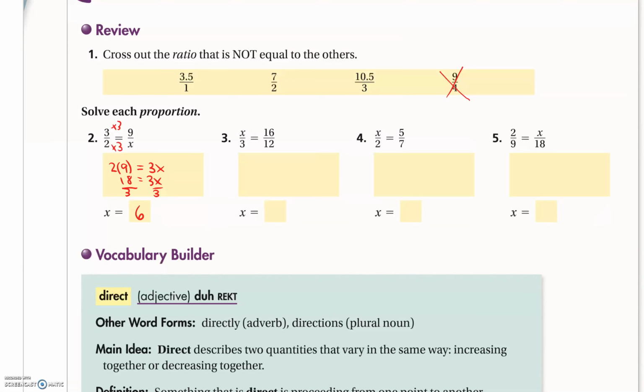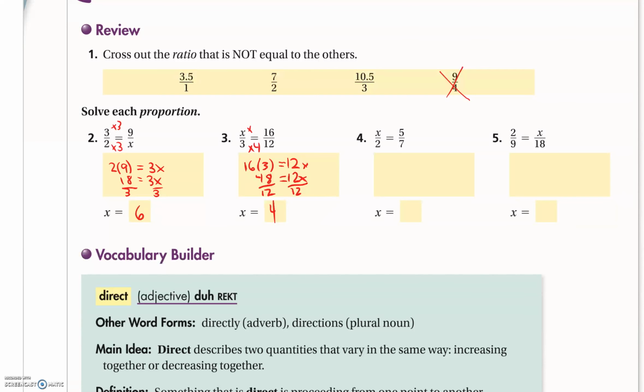Same with these other three. Let's just do this one. So x over 3 equals 16 over 12. If we look at the denominator, it's going to go times 4. So x is equal to 4 on the top. If we look at the cross product again, we can say 16 times 3 equals 12 times x. And then we have 48 equals 12x. When we undo that, divide by 12, we'll also see another way to get x equals 4.